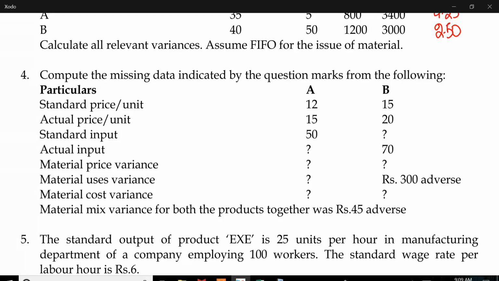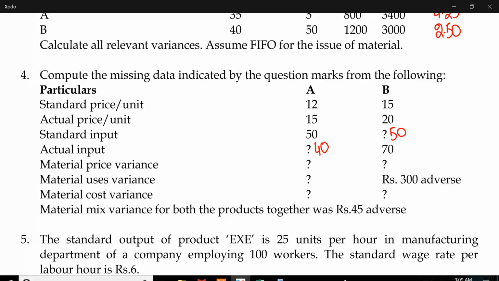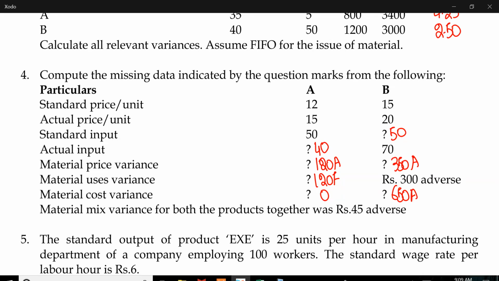Point number 2, actual input of A equal to 40. Standard input is 50. Actual input is 40. Then separately you will have to do the price variances. You will have to do material price variance for A separately. The formula is known to you. You will have to do A separately, B separately. You will have to do the calculations separately for each variance.